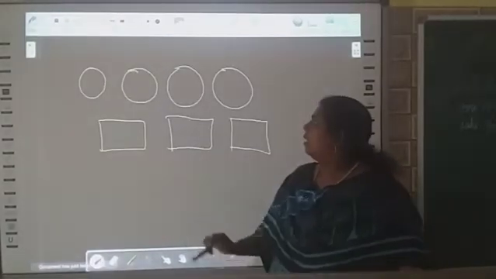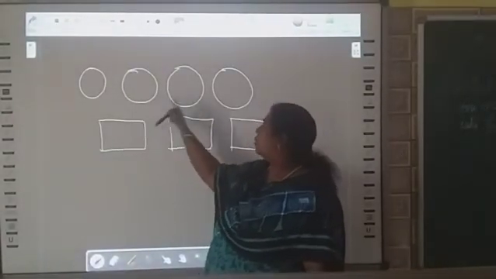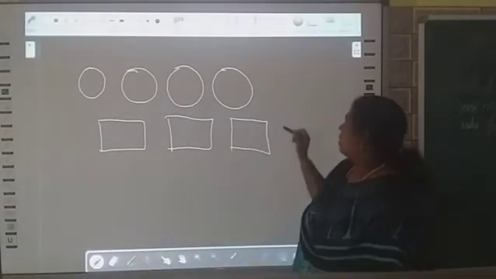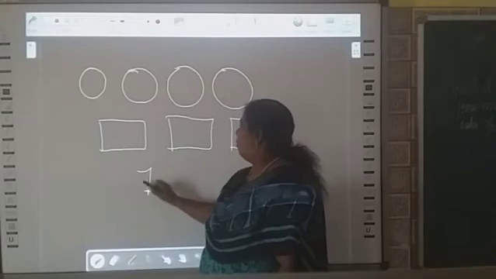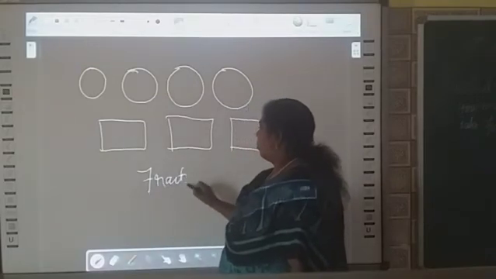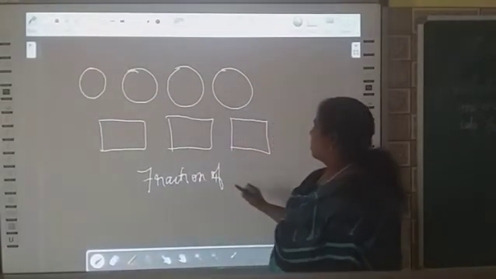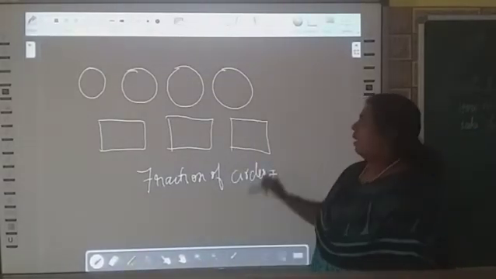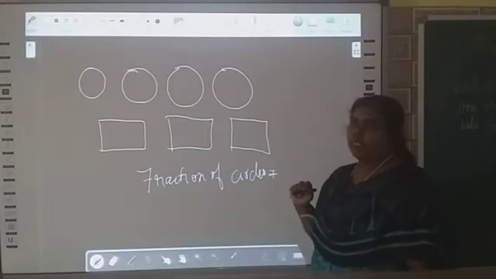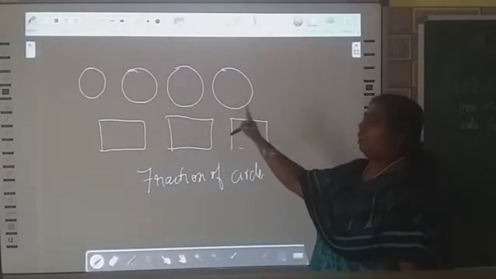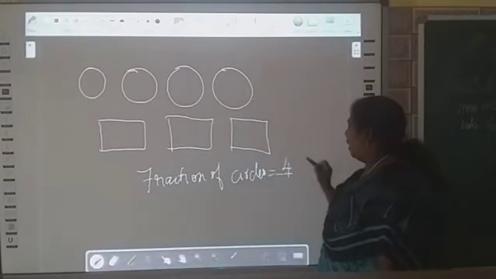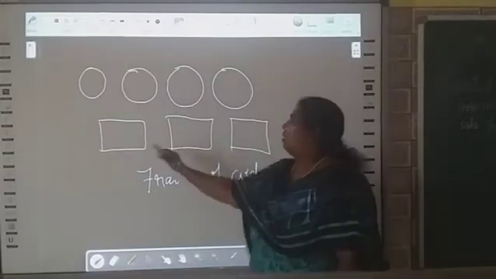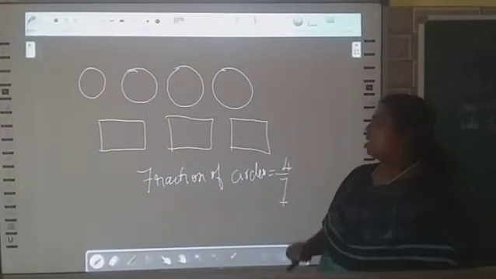Then see here. So okay, how many circles are there? 1, 2, 3, 4. Here, three rectangle shapes are there, right? Yes. First, we have to write the fraction of circles. Fraction of circle is how much? How you can write? How many circles are there? Sorry, 4 circles. 1, 2, 3, 4. 4 divided by what? Total number of items how much? 4, 5, 6, 7. 4 divided by 7.